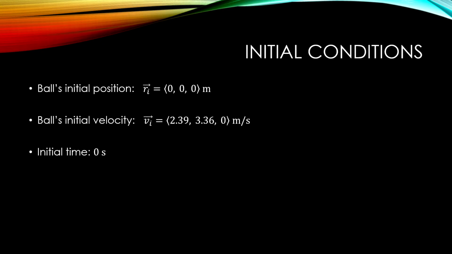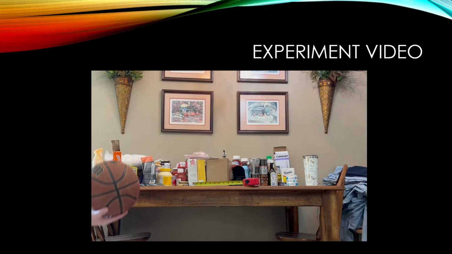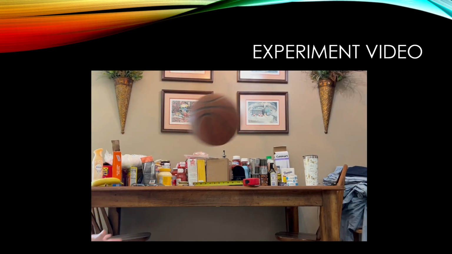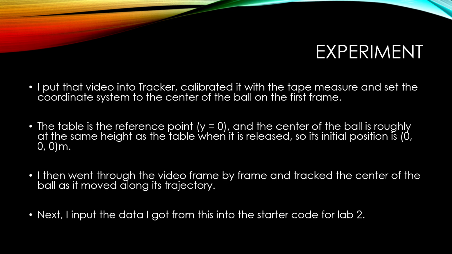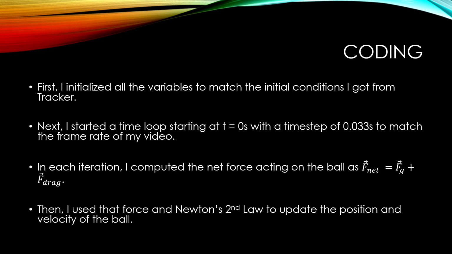Here are the initial conditions. The ball is initially at the origin. Here's the initial velocity, time equals 0. And here's the video. I put that in the Tracker, calibrated it, and set everything up. And then I went through frame by frame and tracked the center and then put the data I got from Tracker into GlowScript. For the coding part, I initialized all of the variables and started a time loop.